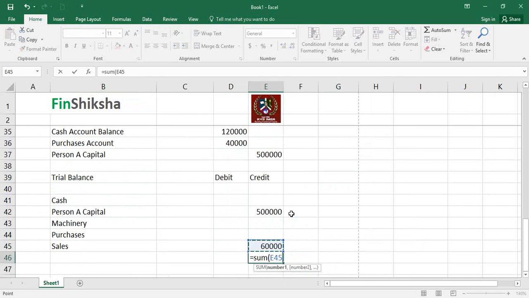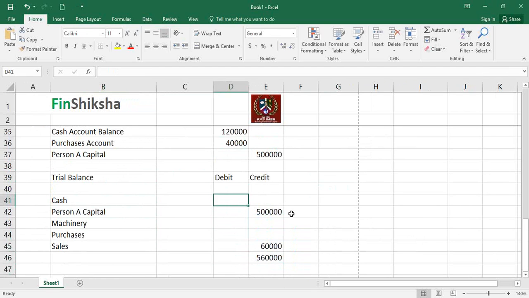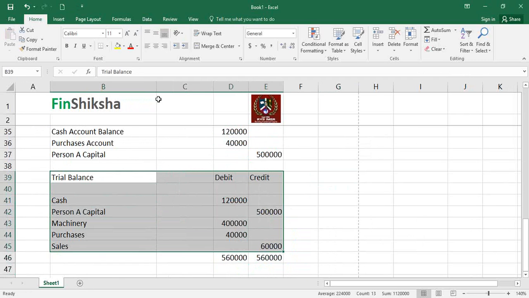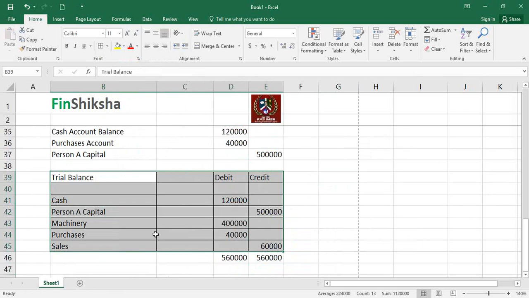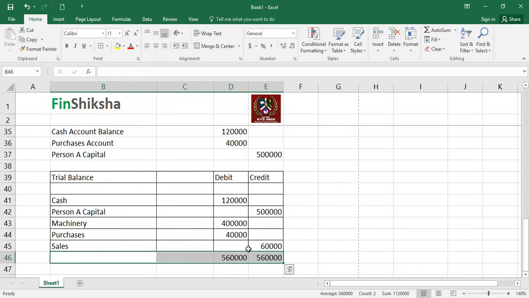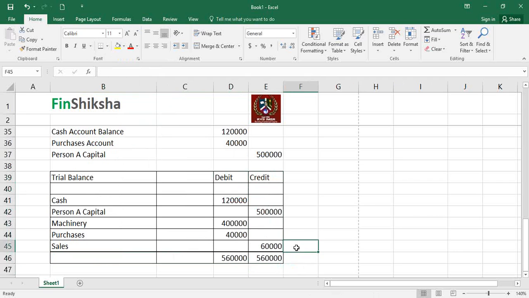That's equal to the sum of these five. Note the cash account balance is a debit balance of 1,20,000. Then you have 4 lakhs here, and then you have purchases worth 40,000. And if I do a copy paste formula, you will find that the trial balances, both the debits and credits are equal, so that the total debits equal the total credits in this case.